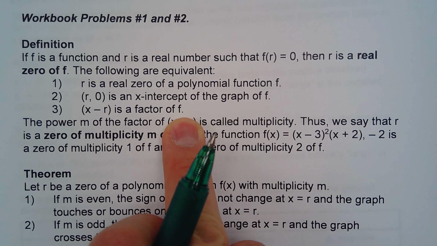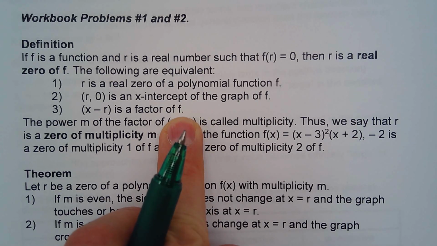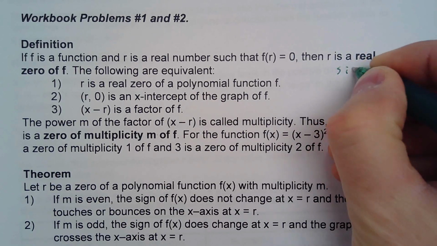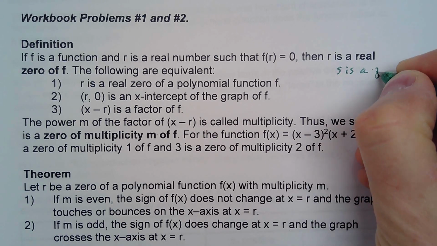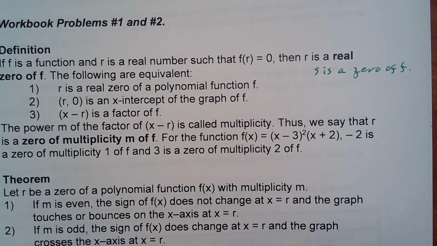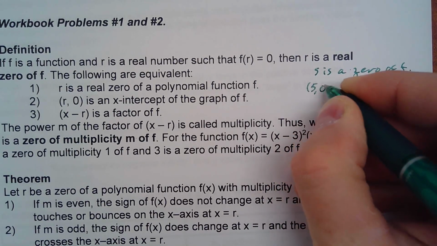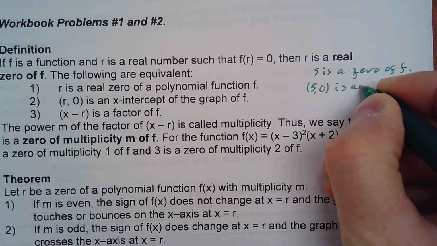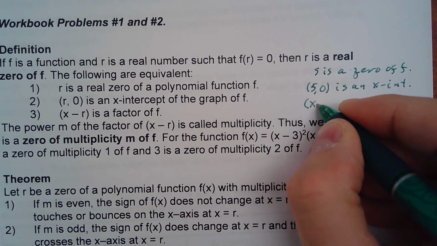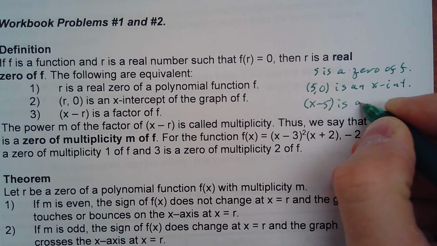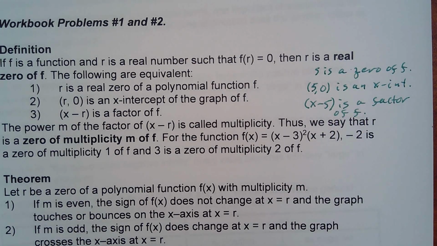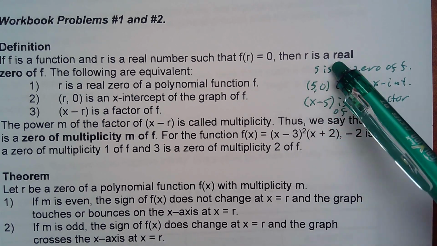All right, so let's digest what that means. If I know, for example, that 5 is a 0 of f, that means (5, 0) is an x-intercept, and it means that x minus 5 is a factor of f. And so if I know one of these is true, then the other two are true.